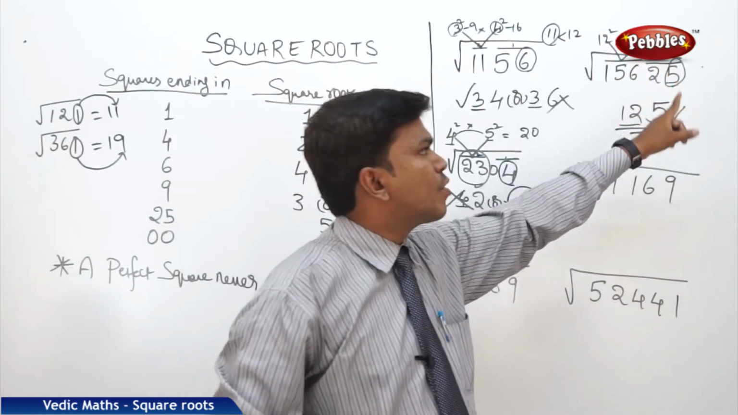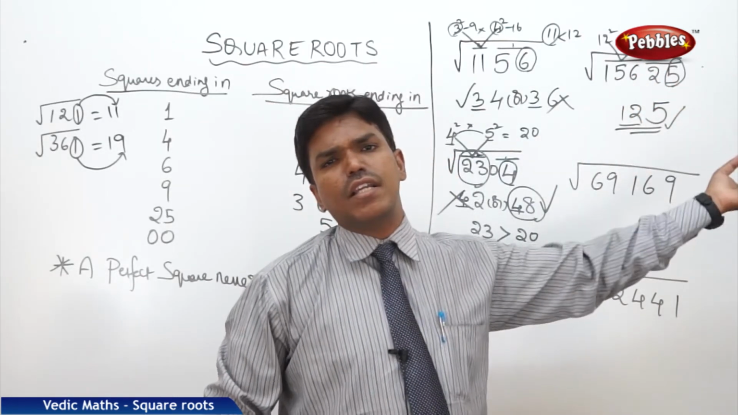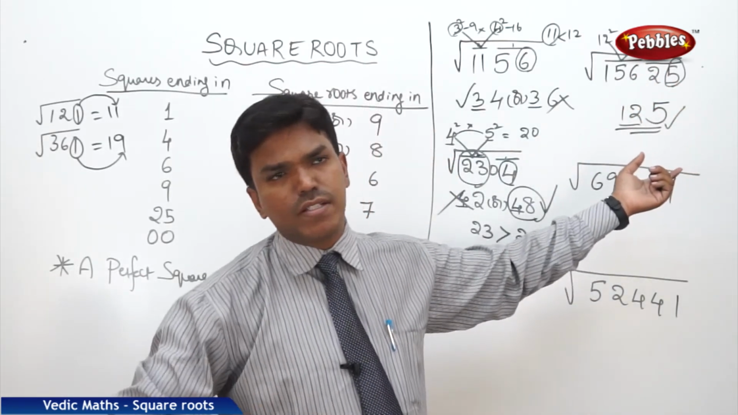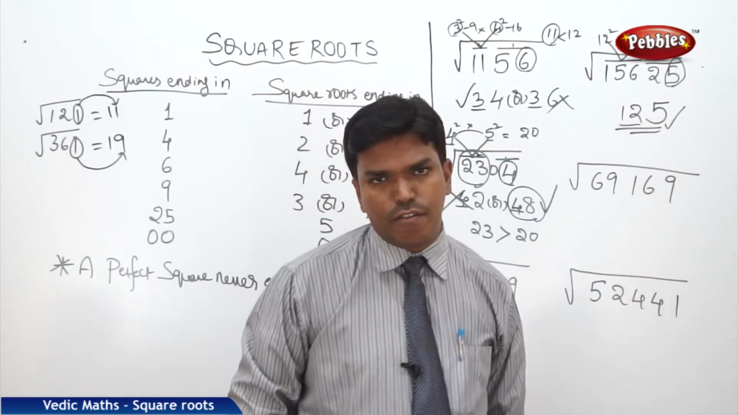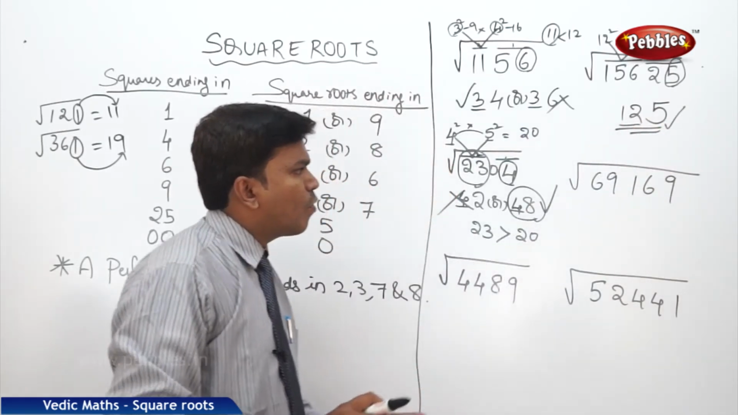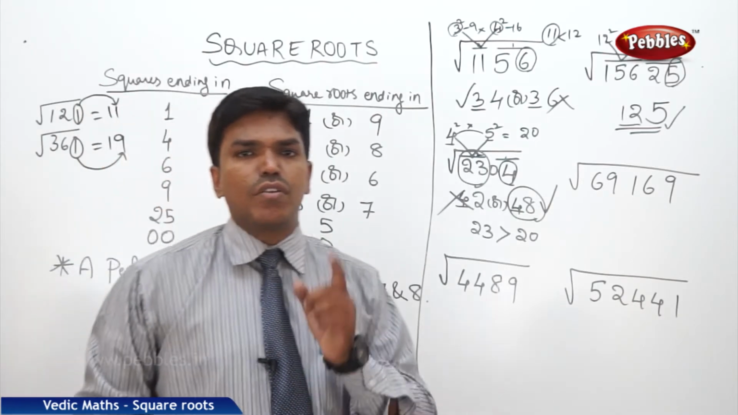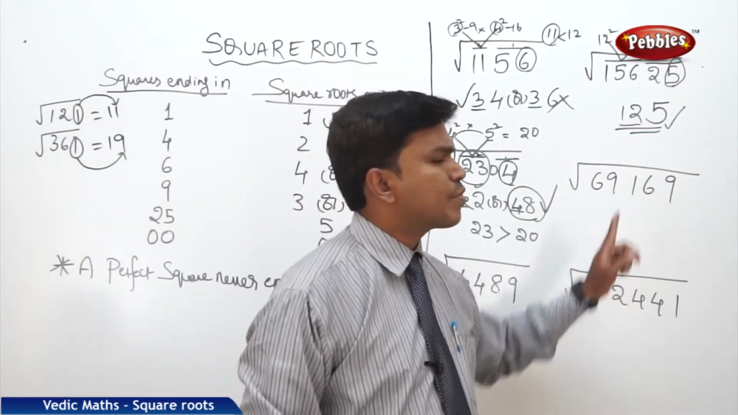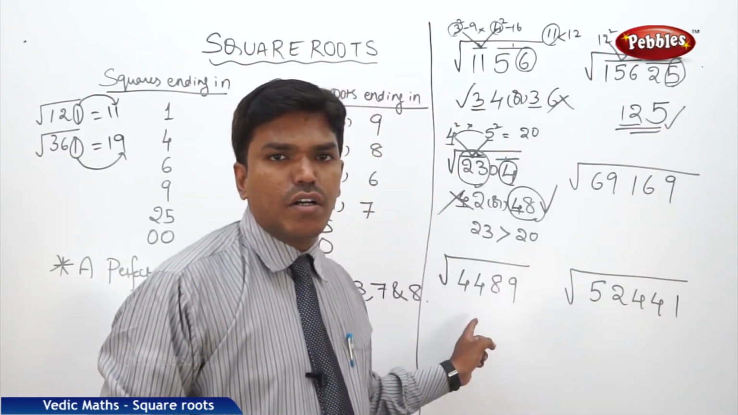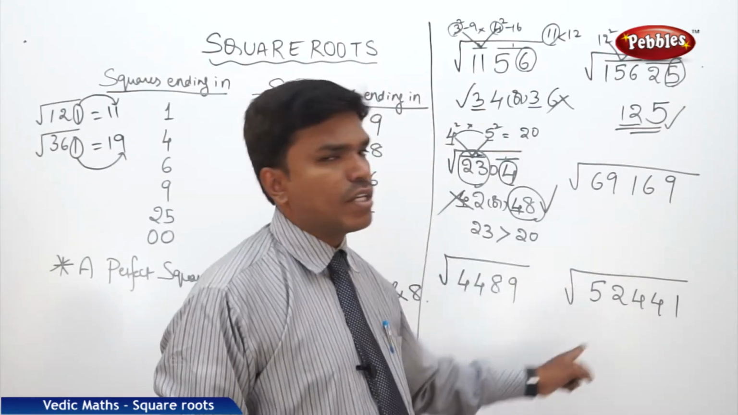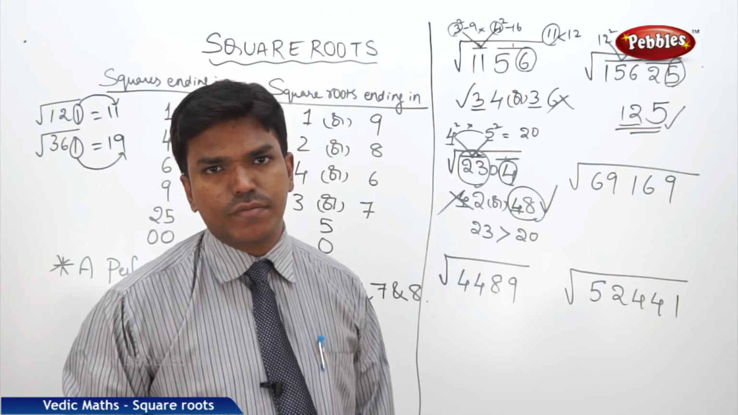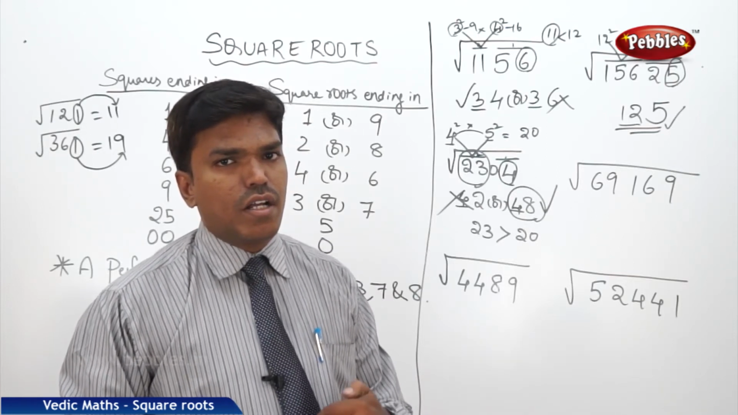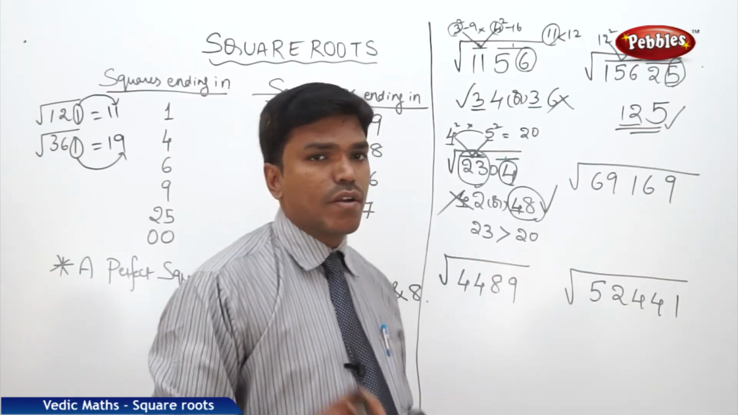Yes or no? So we are going to get easily this one without any possibilities. Directly I can say the answer is 125. Now what you do, take a pause on the video and solve these 3 values. These 3 square roots. Find out the square roots of these 3 numbers. And check the answers after pause.